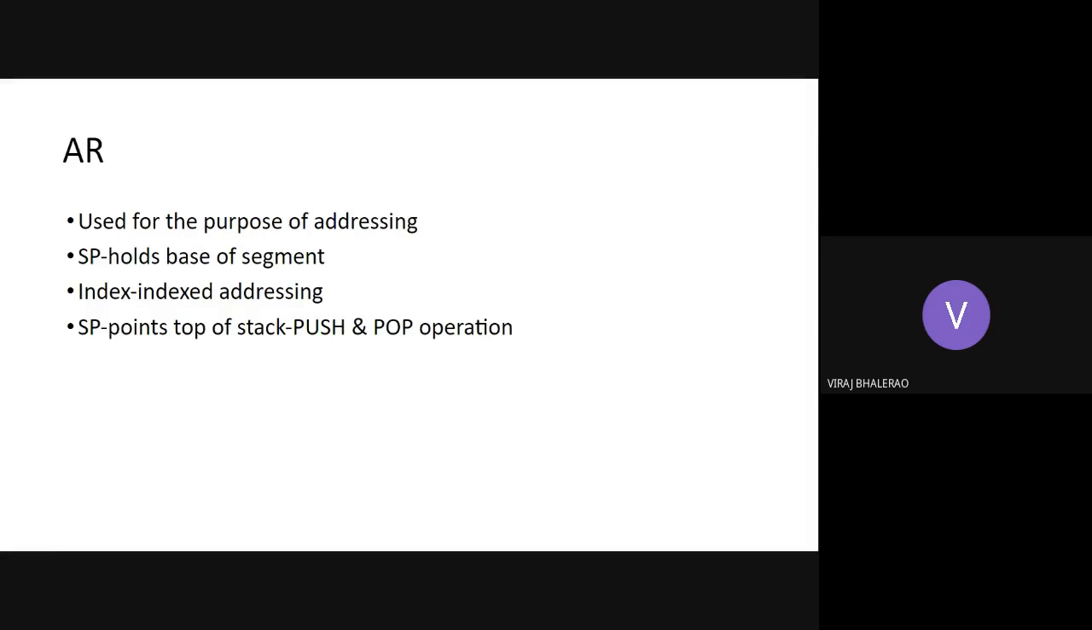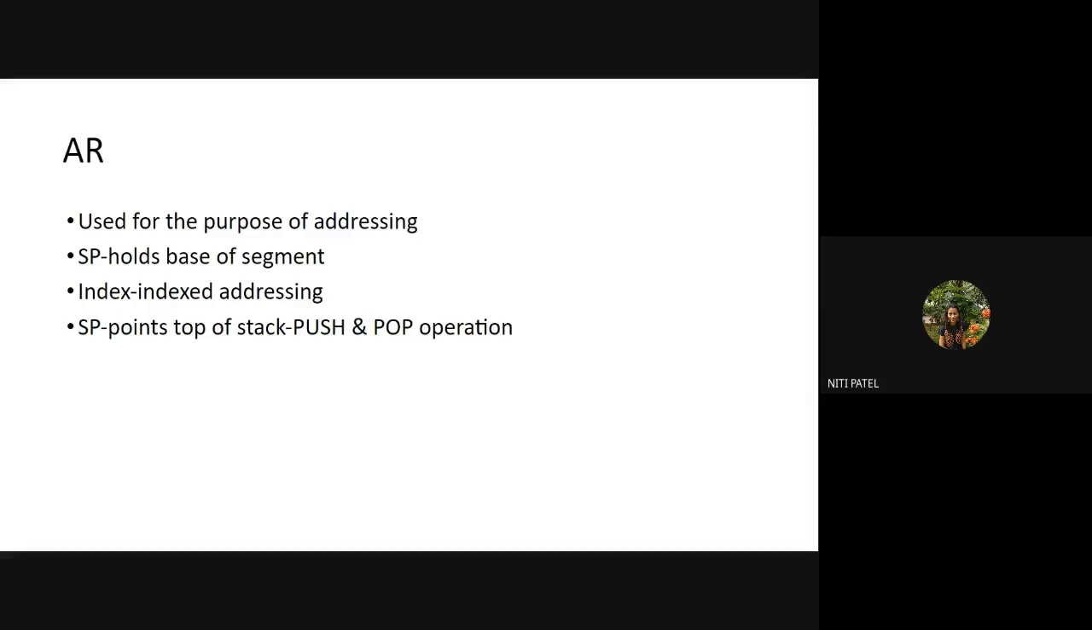Okay, so we have done two types of address register, the index register and the stack pointer. Now the last is the segment register. What is a segment register? It holds the base of the segment. What is that segment? It is a part of memory. Yes, we have seen it in the memory management unit.